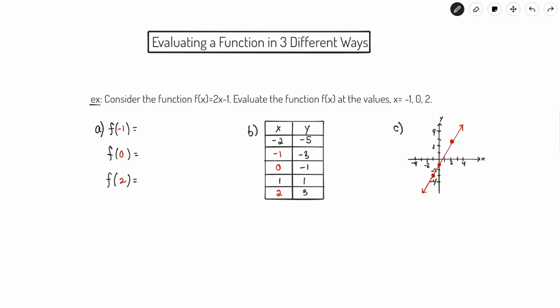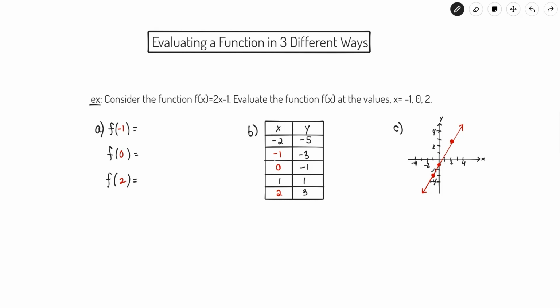We're going to evaluate it the typical way that we would, by just plugging in values into the function. We're also going to evaluate it using a table, and we're also going to evaluate it by reading a graph. All 3 of these examples serve as different representations of our function f of x and different ways that we can go about evaluating the function. So let's start just by plugging in these values.